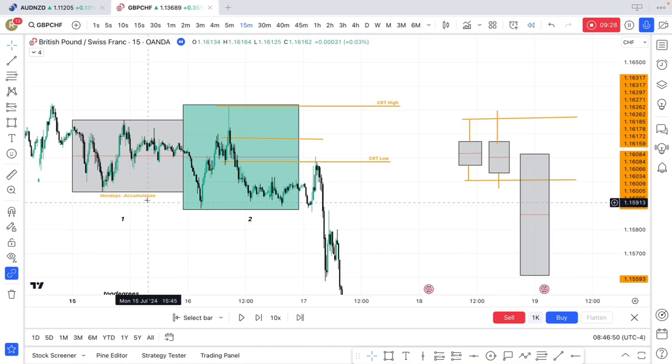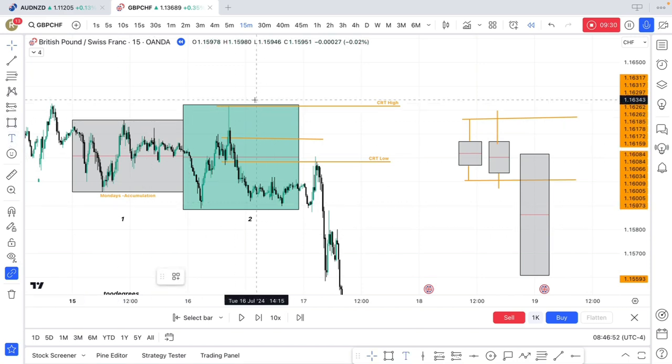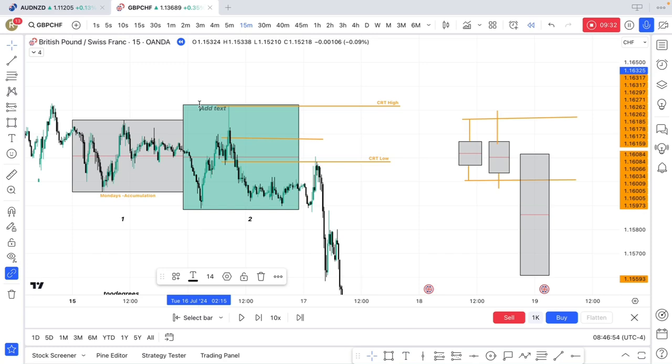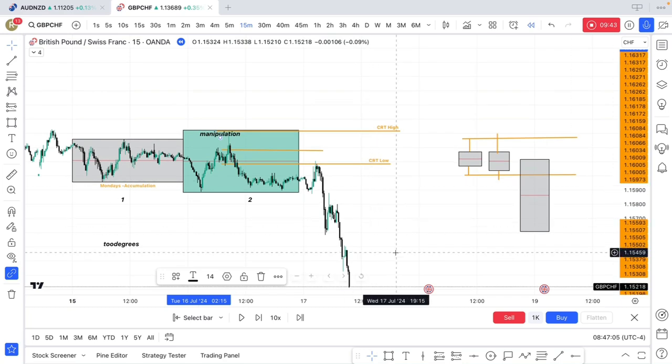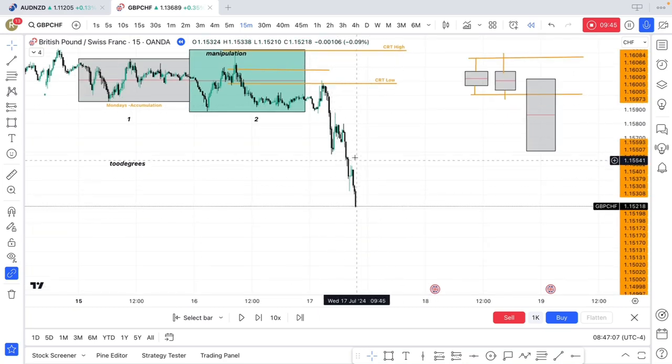So that's the distribution. This accumulation, this is manipulation, and then this will be distribution. Simple. It's not anything too difficult. It is not difficult. Let me end this.